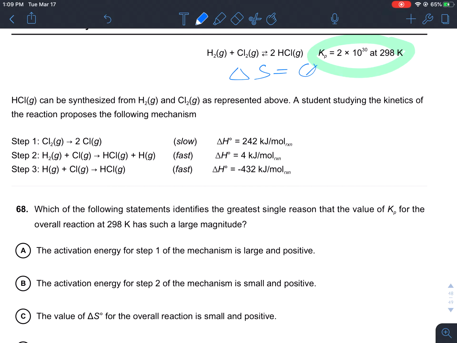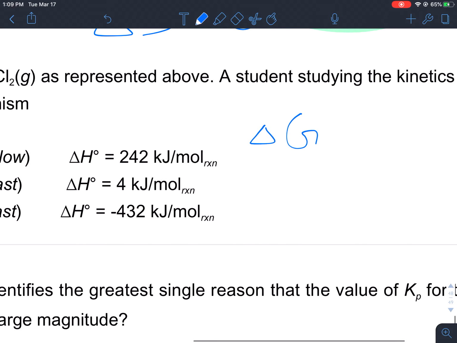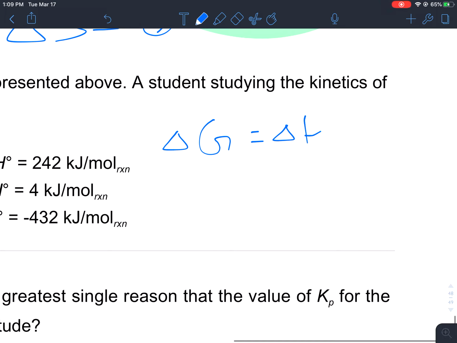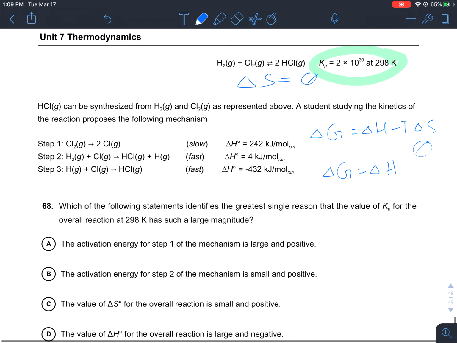Because it's two gases becoming two gases. So really, if your delta S is 0, look, think about this. Delta G is equal to delta H minus T delta S. If this is 0, then really the answer is delta G is equal to delta H. So what's making this thermodynamically favorable? What's making delta G so negative? Well, delta H must be super negative. So the correct answer is D.